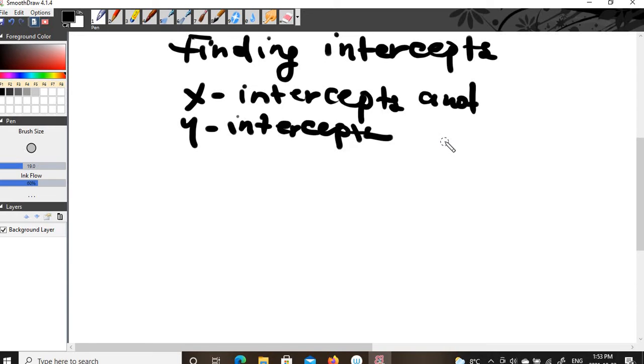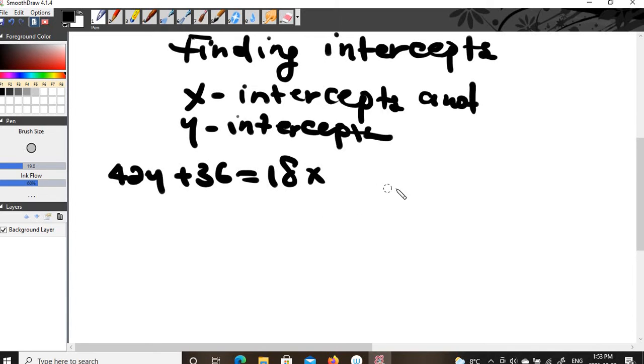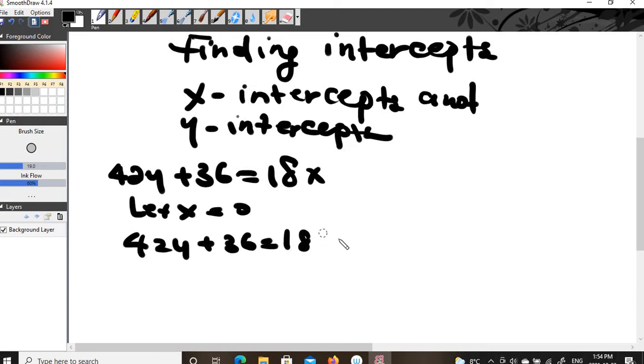Our first example says 42y + 36 = 18x, and then we must let x equal 0 or y equal 0. So I think in that case I'm gonna let x equal 0 first. Let x equal 0, therefore 42y + 36 = 18 × 0.